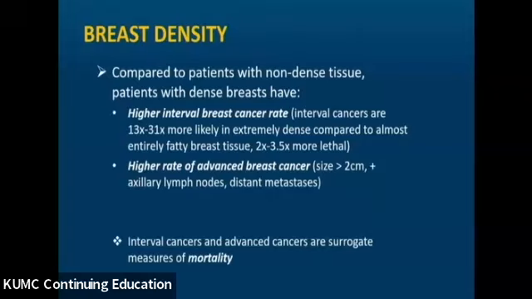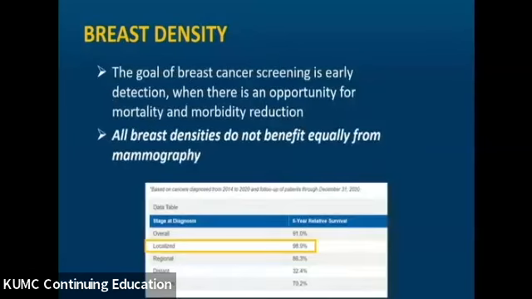So because patients with dense tissue are more likely to have cancer and it's more difficult to find, these patients have a higher rate of interval and advanced breast cancers. And we know that interval and advanced breast cancer are surrogate measures of mortality. So we know that these patients are at a disadvantage. Interval cancers are the cancers that present between screening intervals, which means we either miss them or they're high grade and fast growing. And then, of course, advanced breast cancers are cancers that are larger. They've spread to lymph nodes or maybe metastasized.